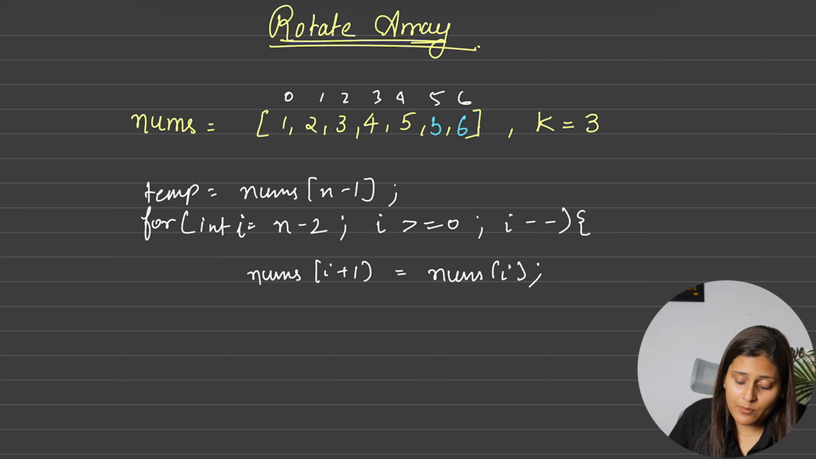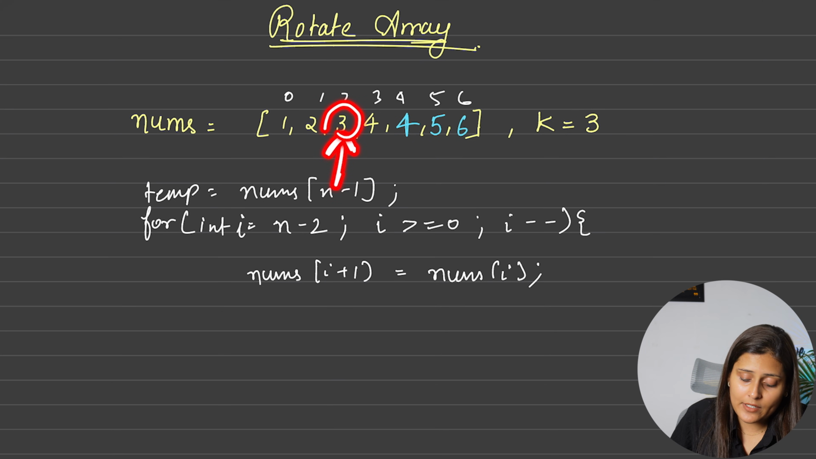Next time the I will move to here. This 4 will be copied to this 5. So now this 5 will become 4. Now I will move to 2nd index. Now I want to copy this 3 at 4, correct? So now this 4 will be overwritten with 3.